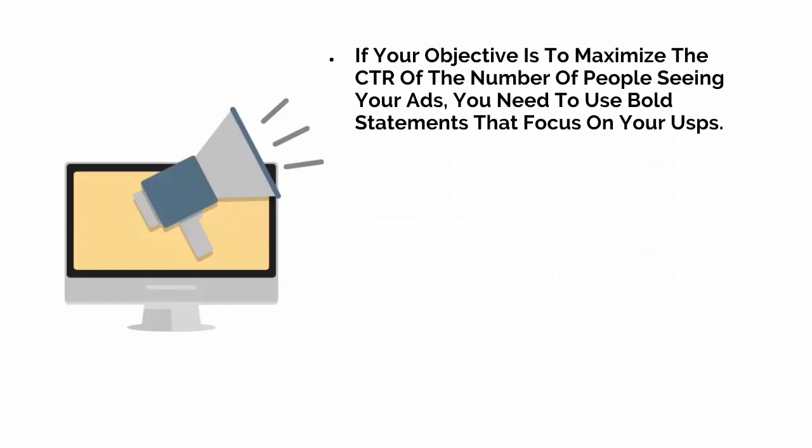If your objective is to maximize the CTR of the number of people seeing your ads, then you need to use bold statements that focus on your USPs. USPs, of course, are unique selling points, and these are the things that you're offering through your product. Is your line of t-shirts the best possible quality for the price? Then that's what you want to say. Does your app make it much easier to organize notes? Then focus on that.